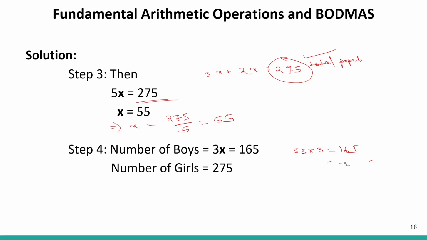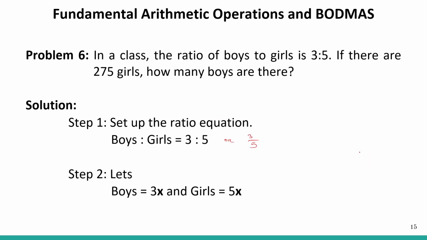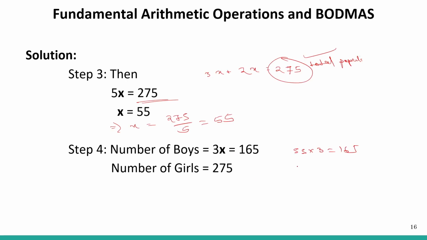No, it is equal to 5x, right? 3:5. Okay, no. 275 girls. So the number of girls is equal to 55 into 5, that is equal to 275.